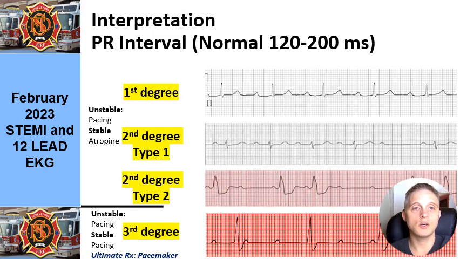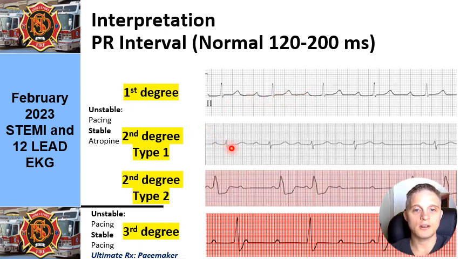So let's just quickly go over the interpretation of our different types of heart blocks. First degree, you can see that the PR interval is greater than 220. Some cardiologists will say 200 milliseconds. That's okay. It's prolonged. It's greater than 200.